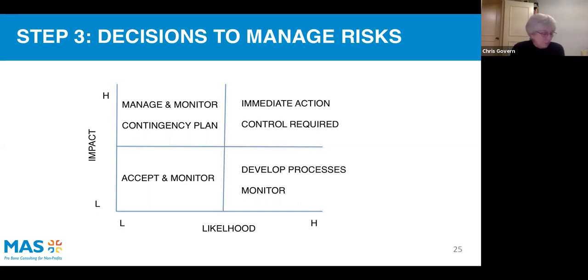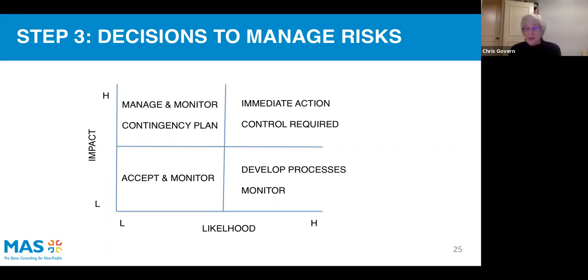If it is something that is not likely to happen, fairly low impact, you just accept that risk and monitor it to make sure the impact or the likelihood doesn't change much on you. If it's highly likely to happen but very low impact, that tends to be where we develop processes that would lower the likelihood something goes wrong.